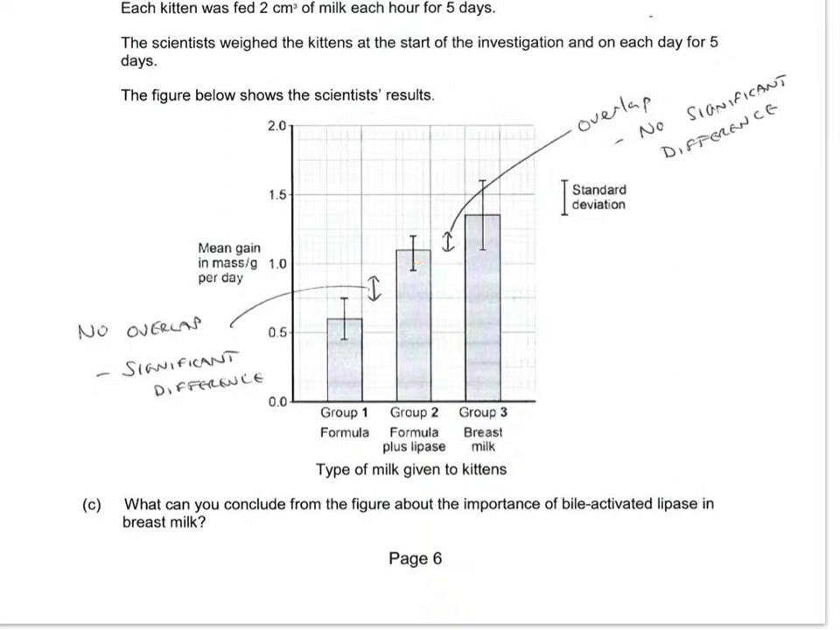The standard deviation bars overlap. So there are quite often cats that took this that had a higher mass than cats that took this. Not always, because of the average, but quite a few of them did. So that means that breast milk does not significantly increase the mass compared to lipase plus formula.